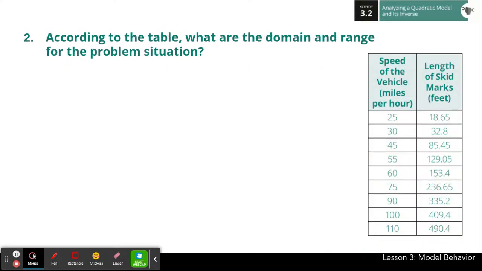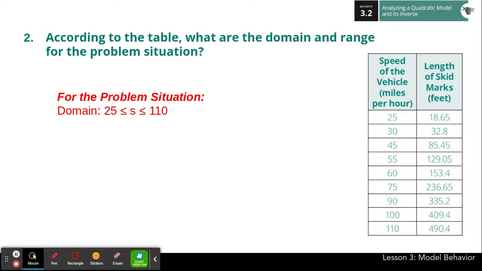Question 2 says, according to the table, what are the domain and range for the problem situation? So it's not talking about the actual graph. It's going to just talk about what you see in the table. Remember, domain is your x values, so all of the inputs involved in this table. It looks like 25 is my lowest speed and 110 is my highest speed. So the domain would be everything in between 25 and 110, including those.